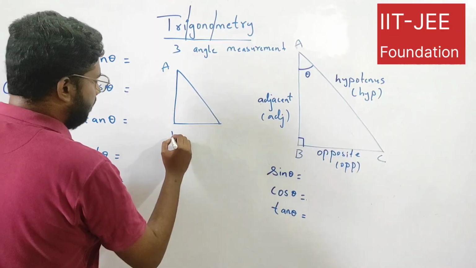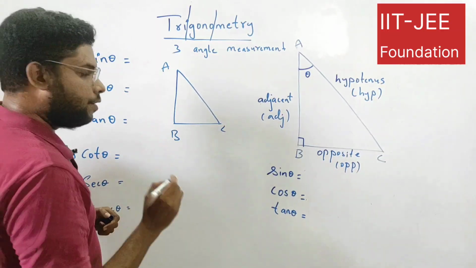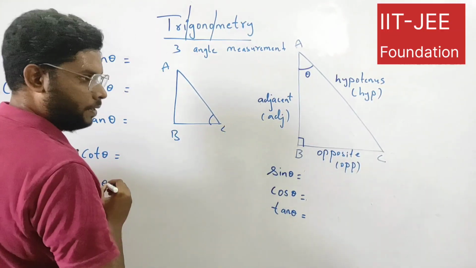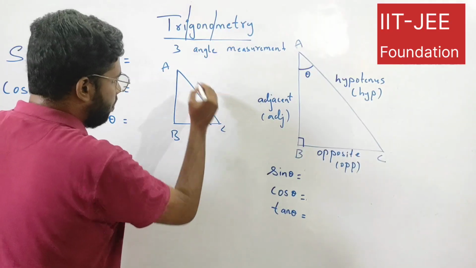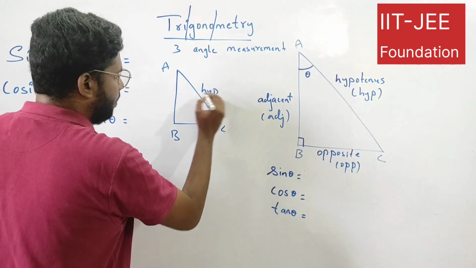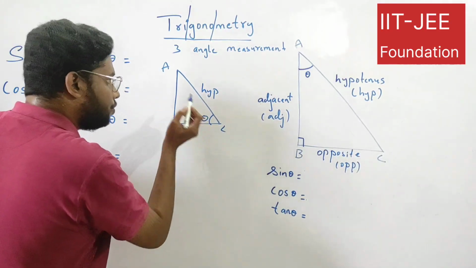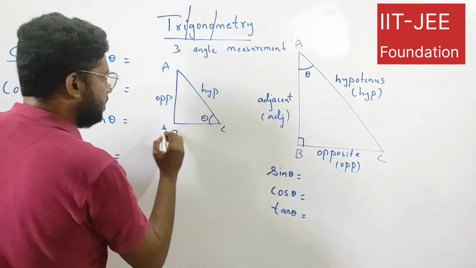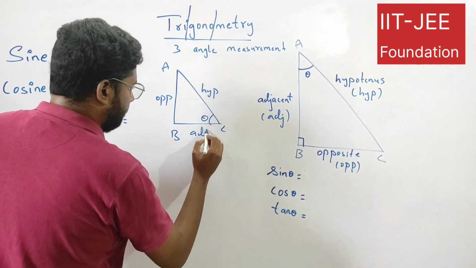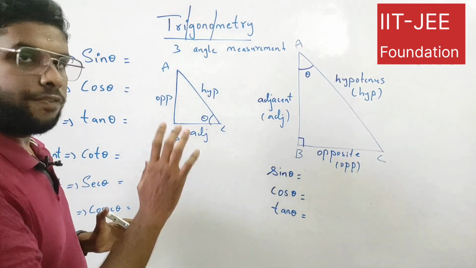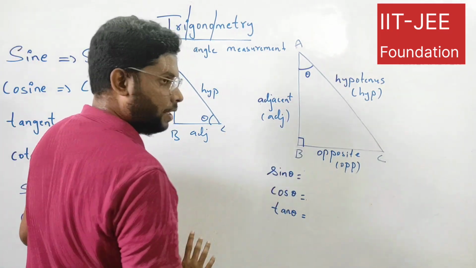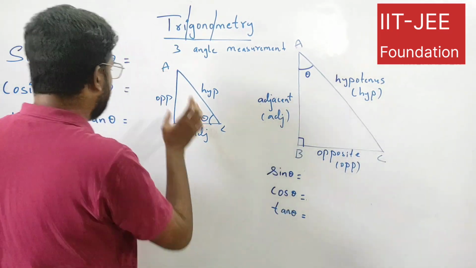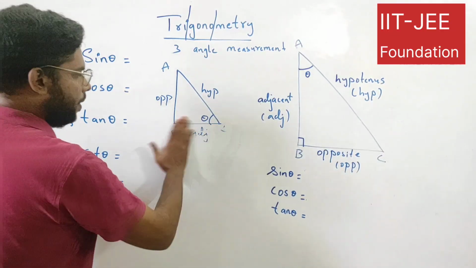Okay, now A, B, C. So suppose I consider the angle here, theta, this is my angle theta. So this is always called the hypotenuse, HYP. And the side opposite to the angle, which side? This side. It is called the opposite side, and this is called the adjacent side. Okay, I think now you are familiar with these three terminologies. Okay, with this terminology we are going to find the 6 trigonometry ratios.